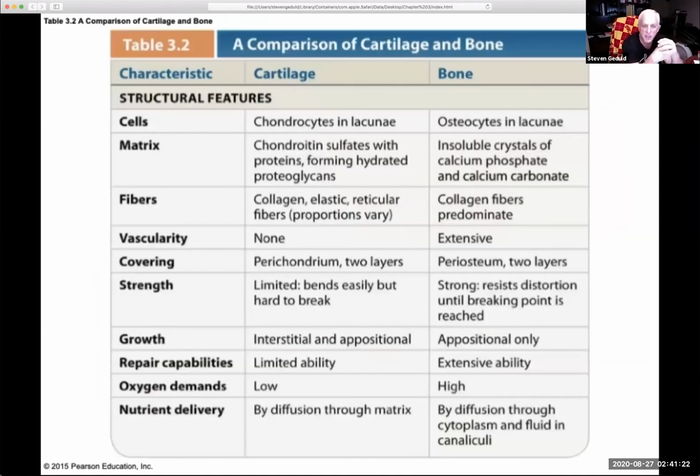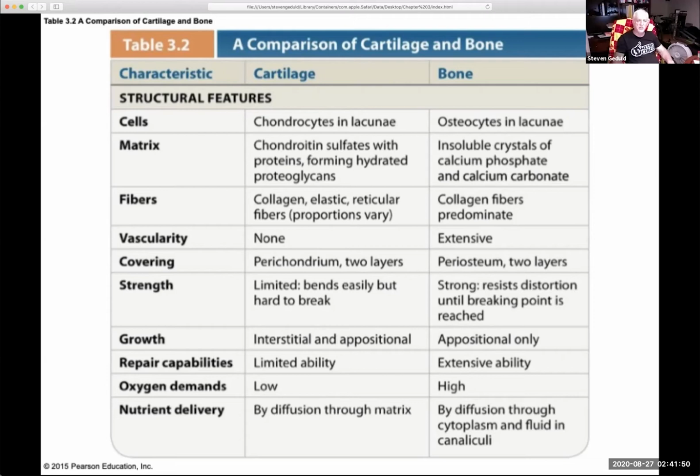So this tells you the difference between cartilage and bones. It's a real good summary. It tells you the cells: chondrocytes in lacunae, osteocytes in lacunae. They're both in lacunae, chondrocytes versus osteocytes. The matrix of cartilage is chondroitin sulfate. The matrix of bone is calcium phosphate. Fibers in cartilage are collagen, elastic, and reticular fibers. And in bone, the collagen fibers predominate, the bigger, thicker fibers.